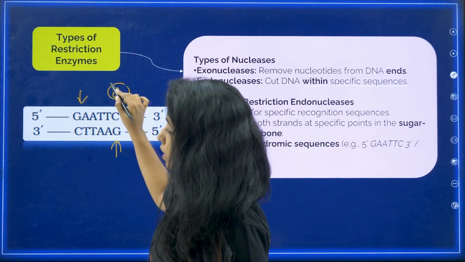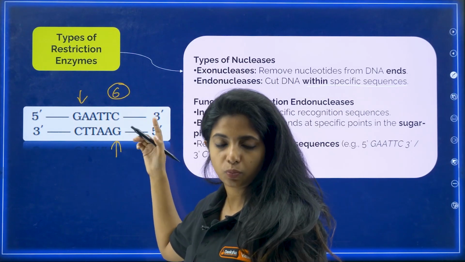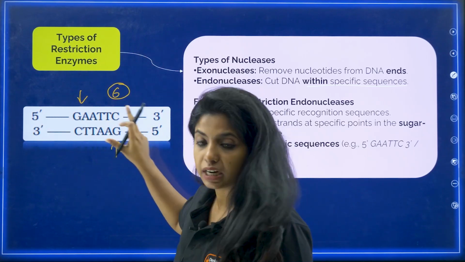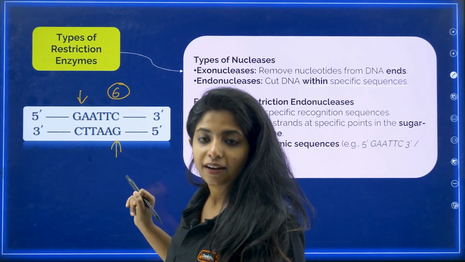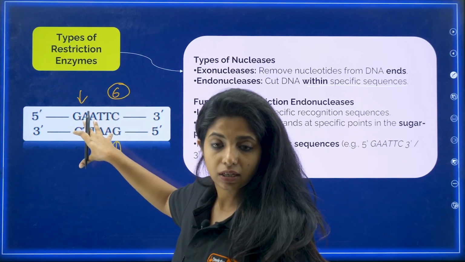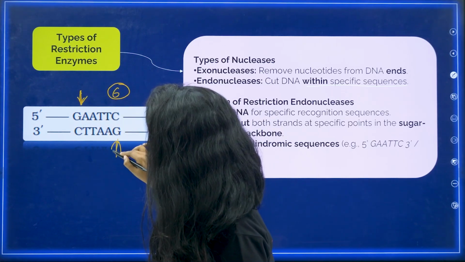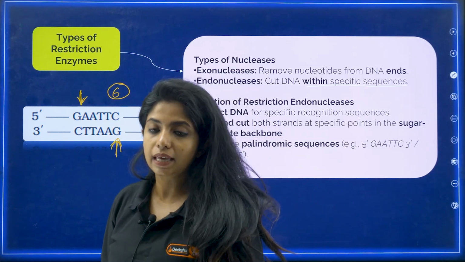This is 6 base pairs, just like HindIII. HindIII also has 6 base pairs, but the base pairs are not mentioned. Over here, the base pairs are clearly mentioned, and please remember 5' to 3' and 5' to 3' over here. Now, they bind to this particular site, but where do they actually make the cut? They make a cut between G and A. Here also, between G and A, they will be making a cut.